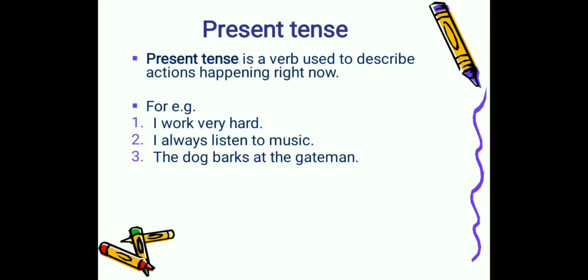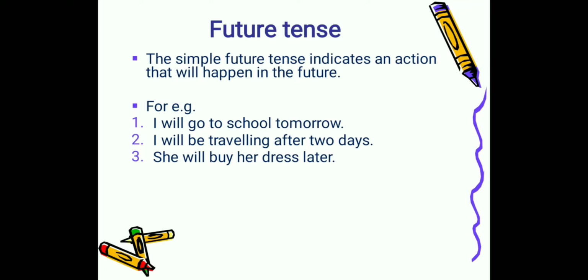The next tense is the future tense. The simple future tense indicates an action that will happen in the future. For example, I will go to school tomorrow. I will be traveling after 2 days. She will buy her dress later. All of these examples tell us how all of these actions will be happening only later, or maybe even a day or after. Therefore, these are the tenses dealing with the future.